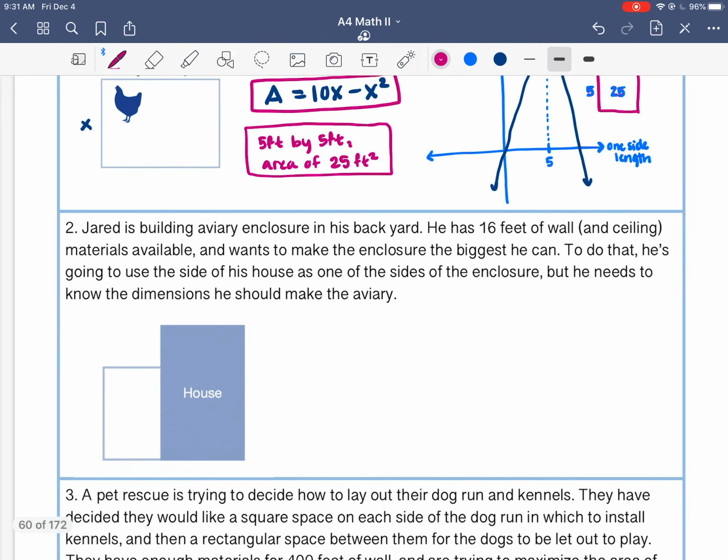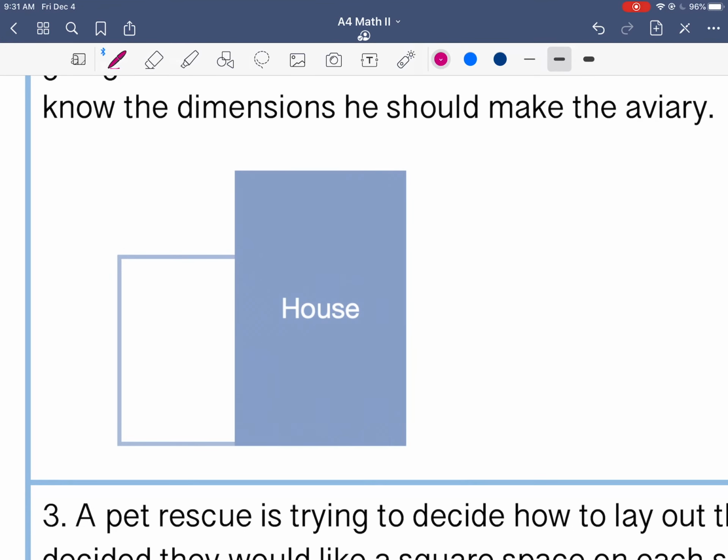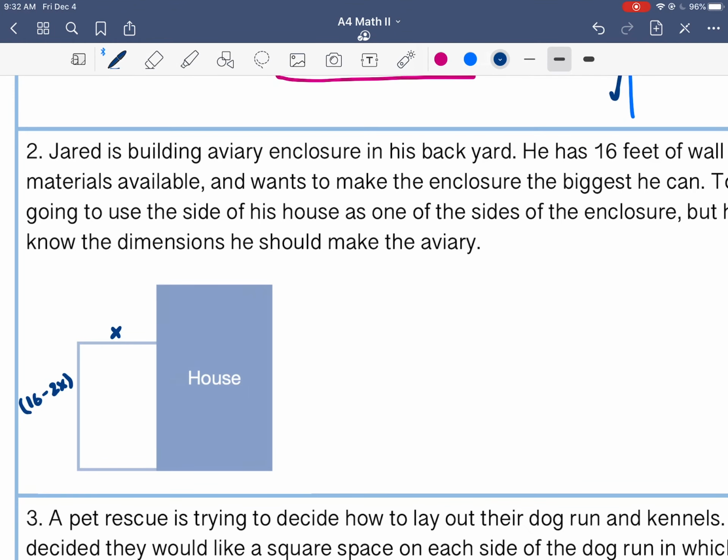So let's try this one. We have Jared is building his aviary, right? So we already decided that this side can be represented as x, and this will be 16 minus 2x. Those are our two side lengths. So again, we're going to write an expression for the area of this aviary, which is x times 16 minus 2x. Then we're going to just distribute so that we have a better idea of what this looks like.